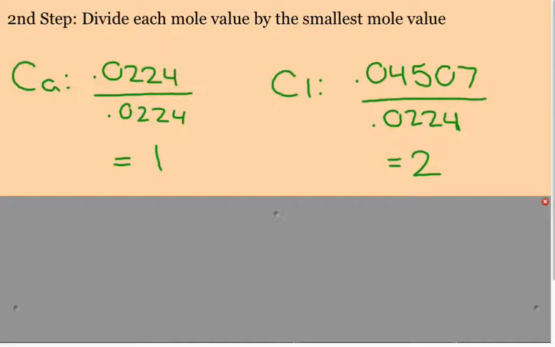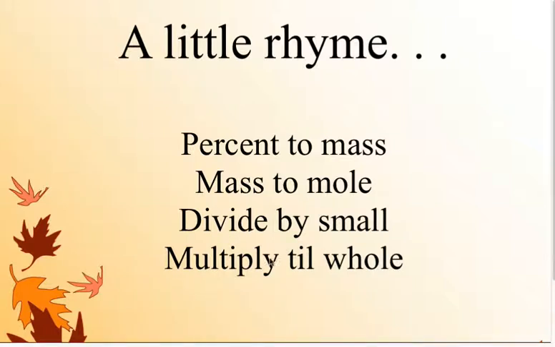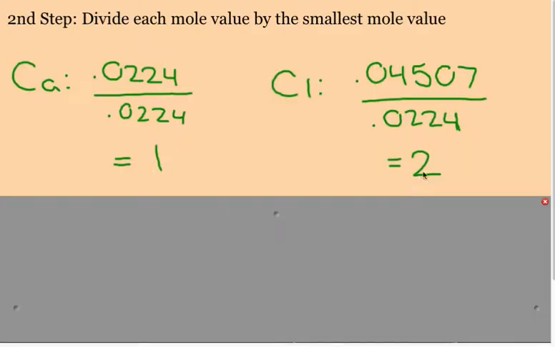The very last step, then, is to multiply till whole. This step would be if these two numbers right here were not whole numbers. So like maybe we had a 1 and a 1.5. 1.5 is not a whole number. That's when we would do that step. We'll actually practice one of those together in class. But right now this is unnecessary.